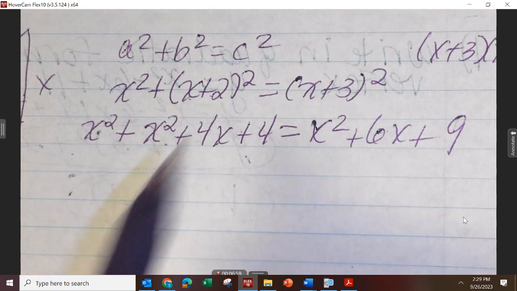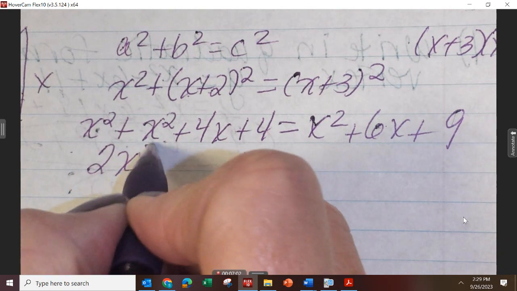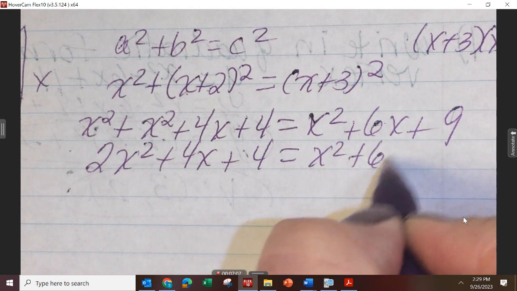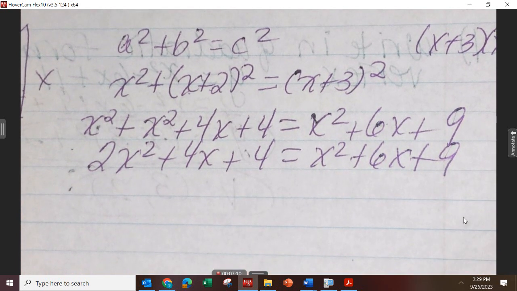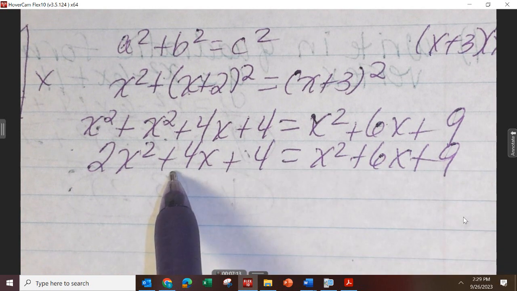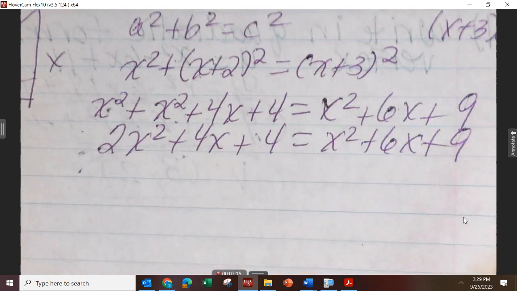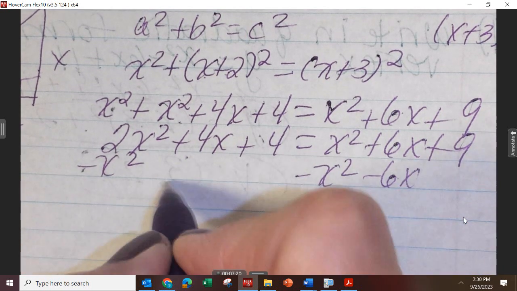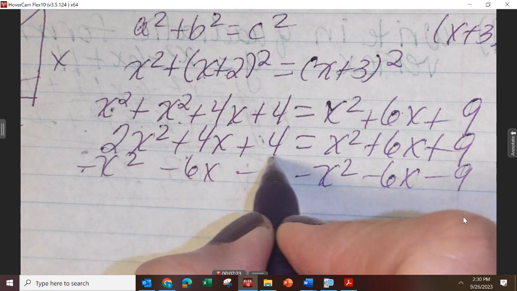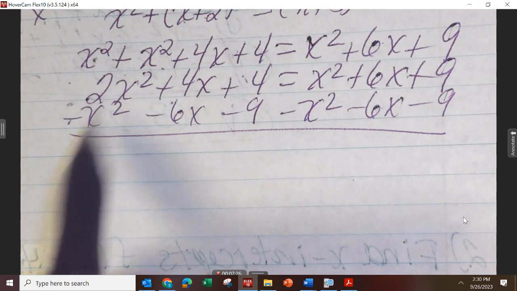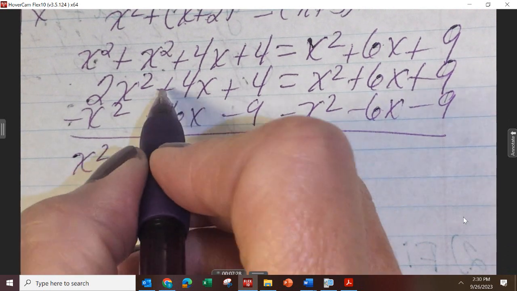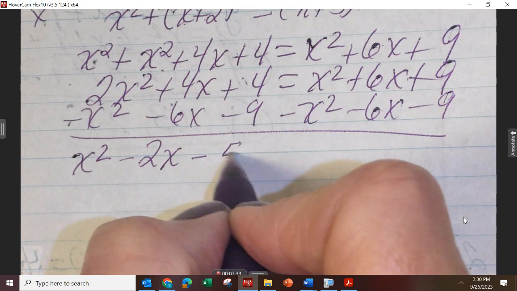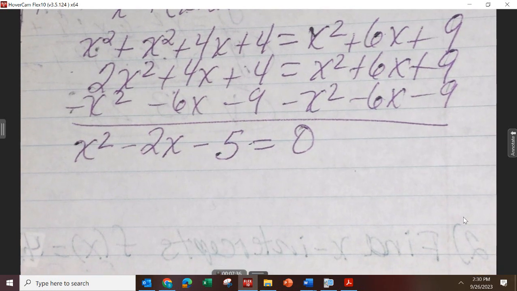What's x squared plus x squared? 2x squared plus 4x plus 4 equals x squared plus 6x plus 9. What do I have to get it equal to if I have a quadratic that I'm solving? 0. So I'm going to subtract x squared, I'm going to subtract 6x, and I'm going to subtract 9. So 2x squared minus 1x squared is x squared. 4x minus 6x is negative 2x. 4 minus 9 is negative 5 equals 0.